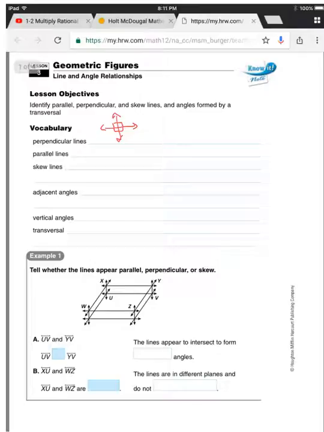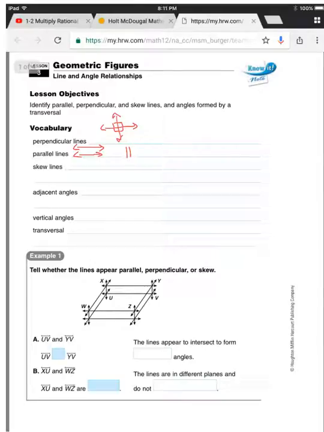Parallel lines are lines in a plane that do not intersect. So lines that never intersect, two straight lines. And your sign for parallel lines is this. Skew lines are lines that lie in different planes that are neither parallel nor intersecting. We will talk more about those later.